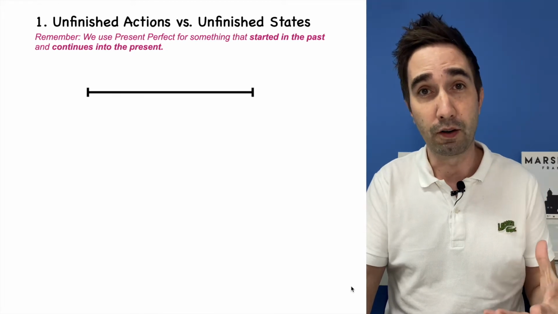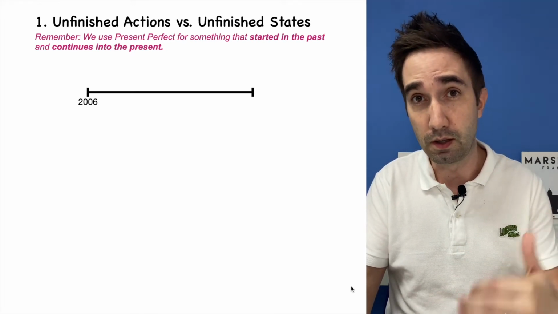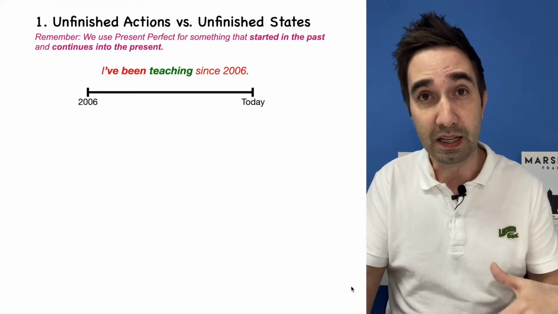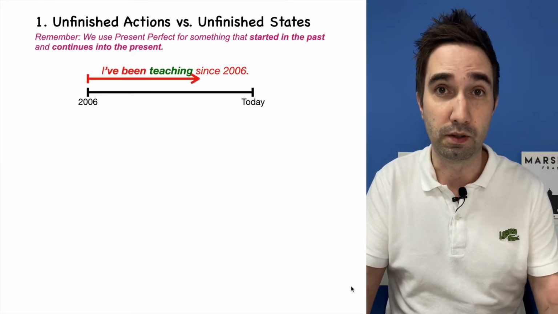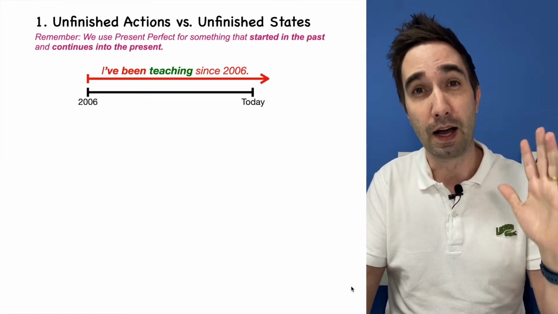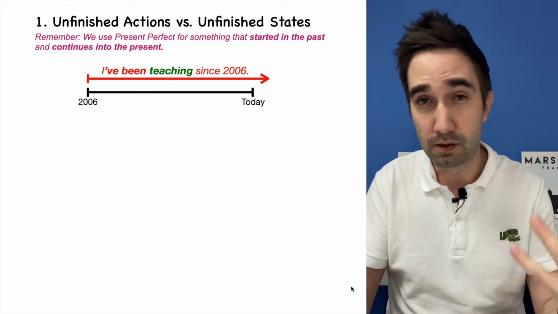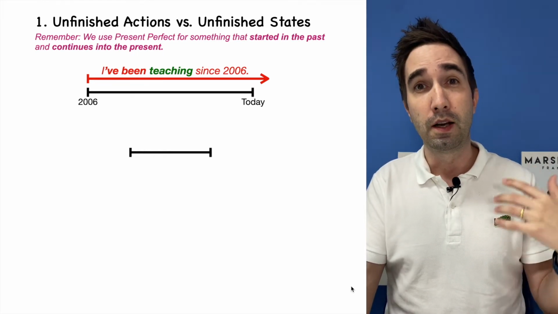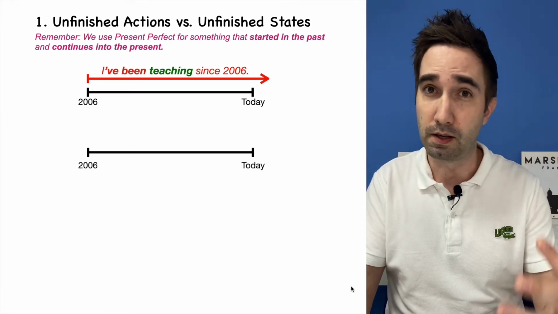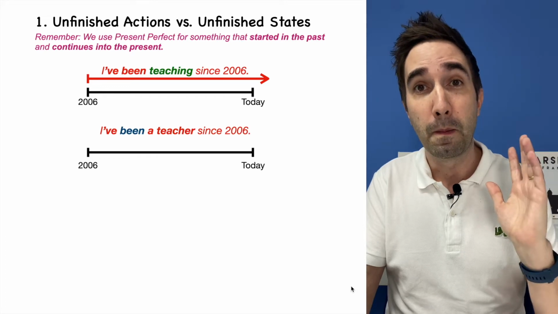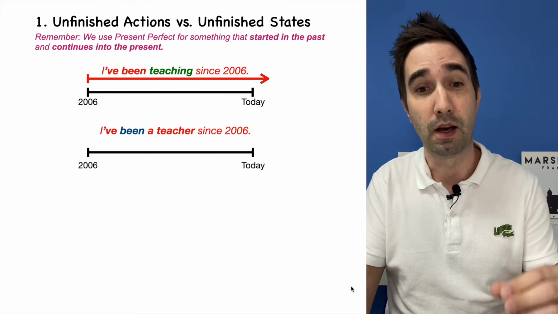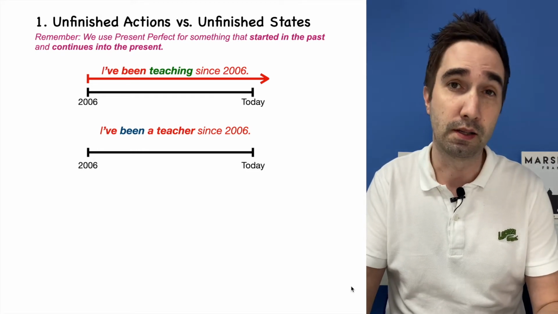So here's my favorite thing again, timelines. You can see here 2006 to today. I have been teaching since 2006. I started in 2006. I'm still teaching right now. So I have been teaching since 2006. All right. Or we can look at this sentence. Same 2006, same today. I have been a teacher since 2006.